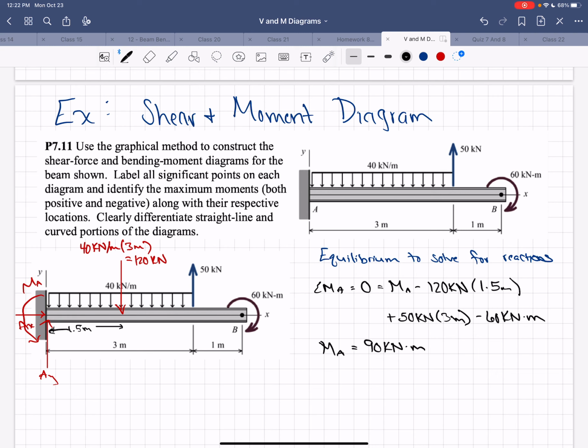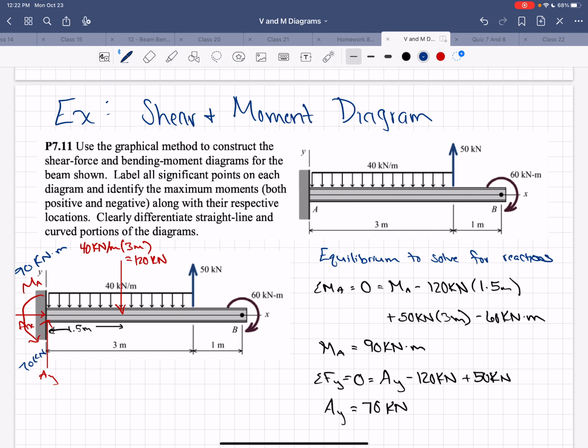kilonewton meters. Then we sum the forces in the y direction, that equals 0. It equals AY minus 120 kilonewtons plus 50 kilonewtons, and then the moment doesn't go into this equation. So we have AY equals 70 kilonewtons. So we could label those. This is 70 kilonewtons, and this is 90 kilonewton meters.